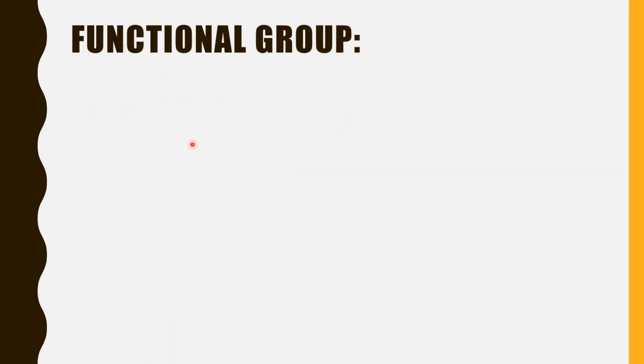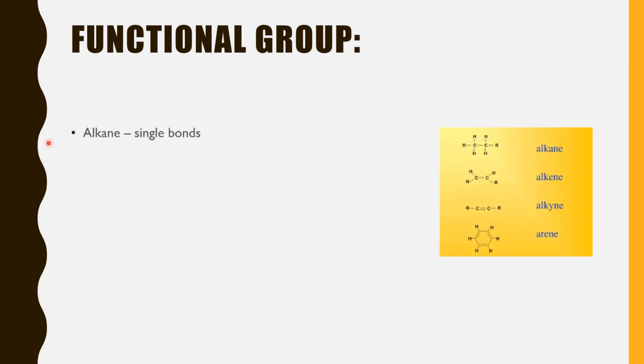In this slide, we are going to see the functional groups. The first functional group we are going to see is the alkanes. Alkanes means methane, ethane, up to decane, etc. And all the alkanes consist of single bonds. And then alkenes. Alkenes means double bonds, that is ethene, propene, butene, etc. And then alkyne, that is triple bond, that is ethyne, propyne, butyne, etc.